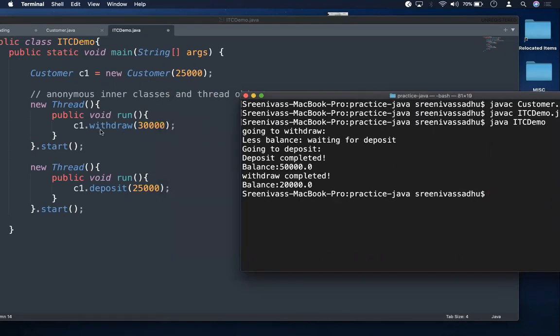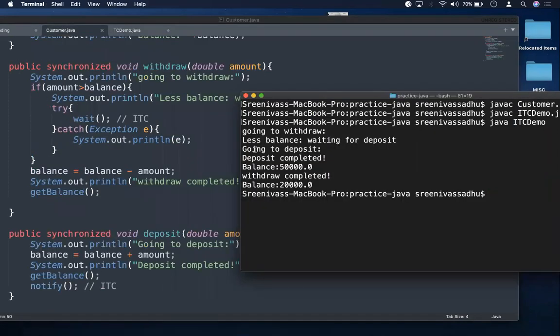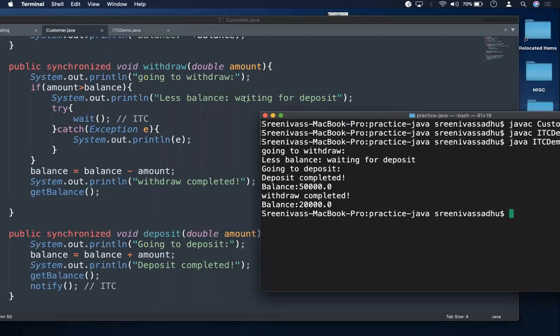First the withdraw thread will go, and it calls the withdraw method. So it says going to withdraw, then it finds that there is less balance, because we asked for 30,000 and the balance is only 25,000. So now it calls the wait method. When it calls the wait method, it releases the lock, right? So now the other thread, which calls the deposit method, goes there and says going to deposit, and then deposit completed, and get balance will show that the balance is now 50,000.